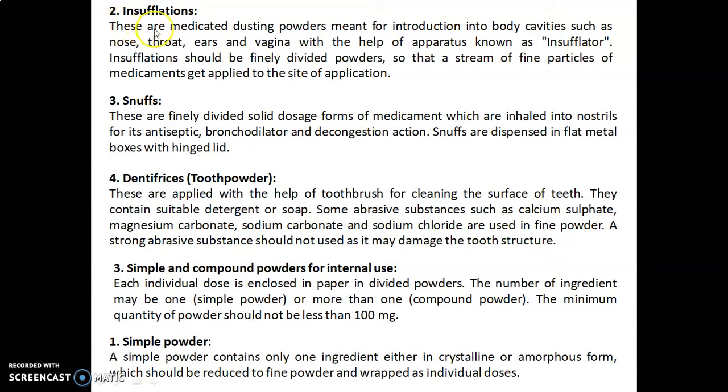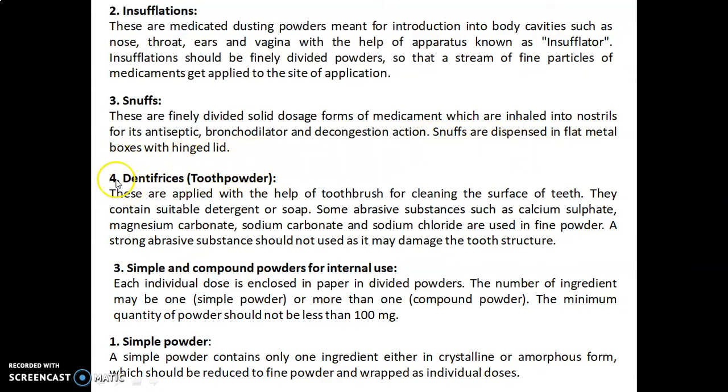Insufflations. These are medicated dusting powders meant for introduction into body cavities such as nose, throat, ears and vagina with the help of an apparatus known as an insufflator. Insufflations should be finely divided powders so that a stream of fine particles of medicament gets applied to the site of application. Snuffs. These are finely divided solid dosage forms of medicament which are inhaled into the nostrils for their antiseptic, bronchodilator and decongestion action. Snuffs are dispensed in flat metal boxes with a hinged lid.